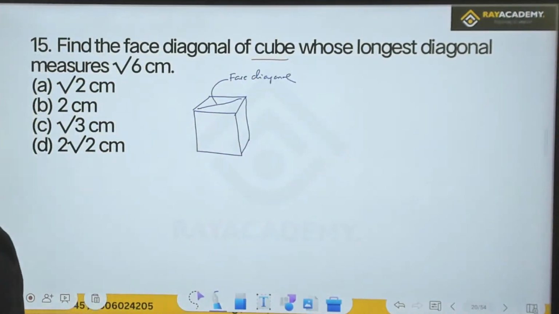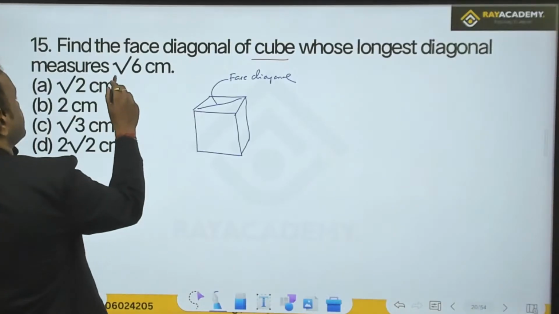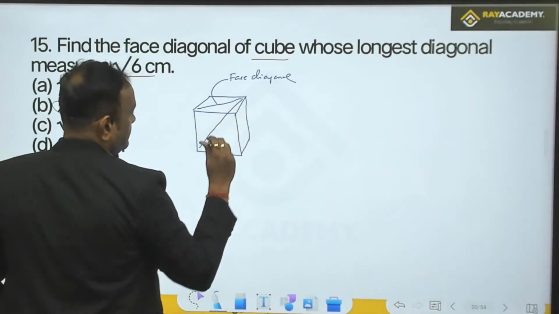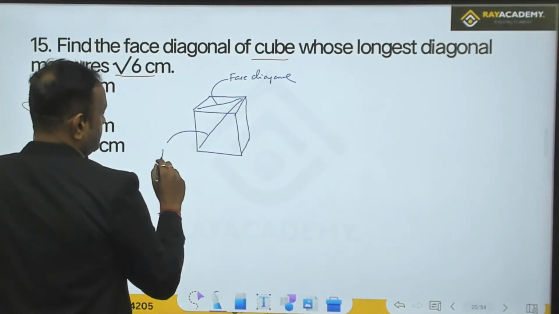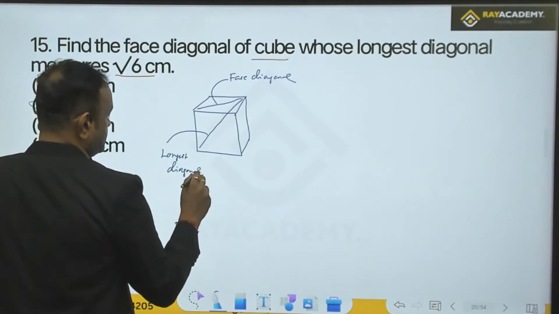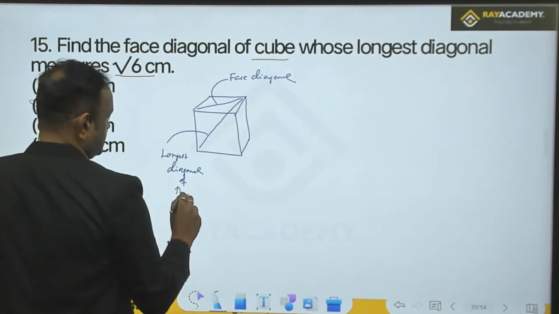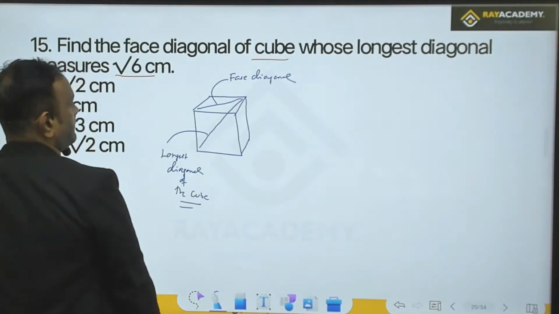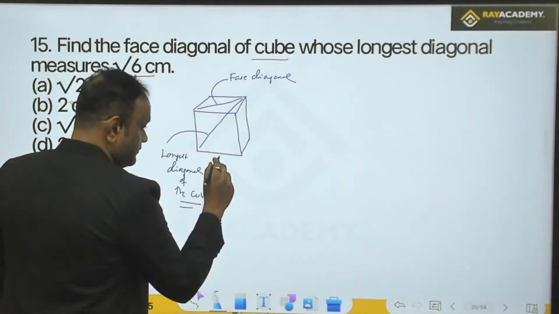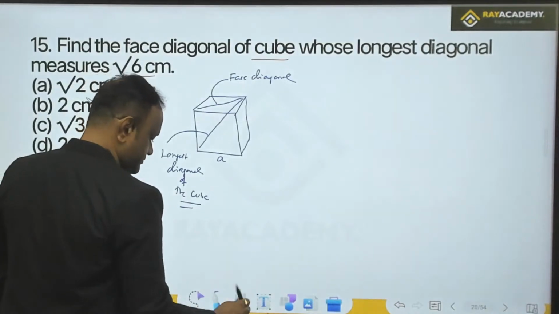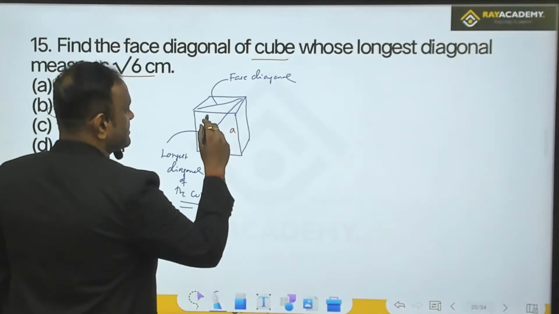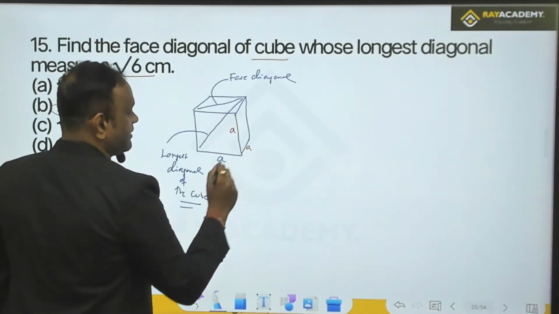But the longest diagonal is square root of 6. What is the longest diagonal? The longest diagonal is this one. This is the longest diagonal of a cube. The longest diagonal is given as square root of 6. As a first step, suppose the cube has a side of a. So all sides are the same: length, breadth, and height are all the same.